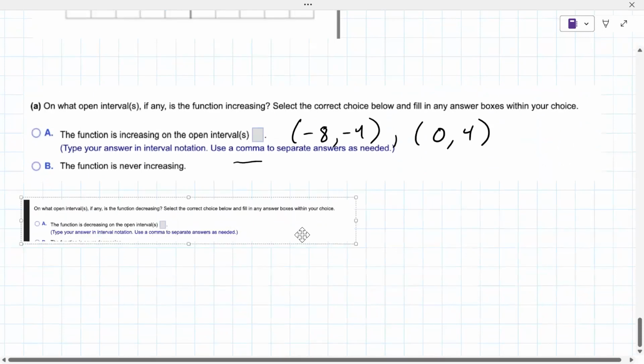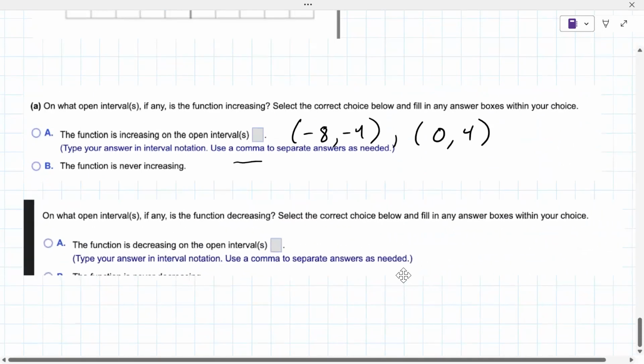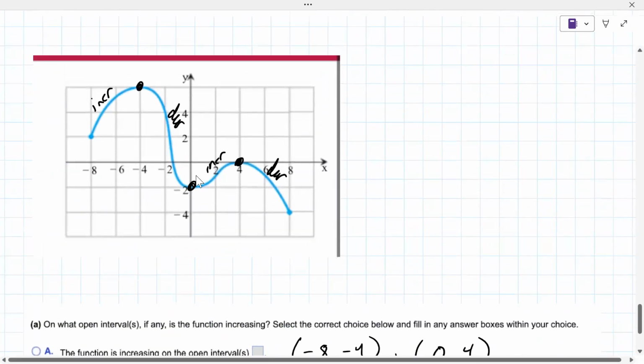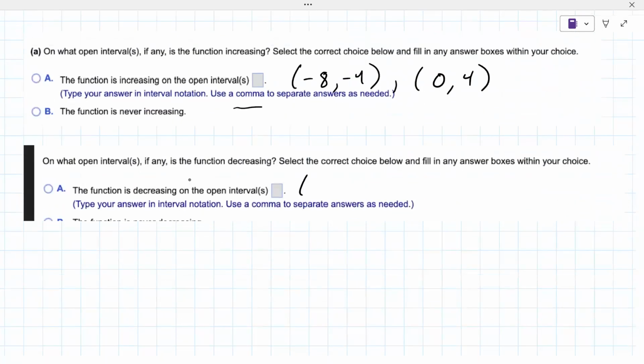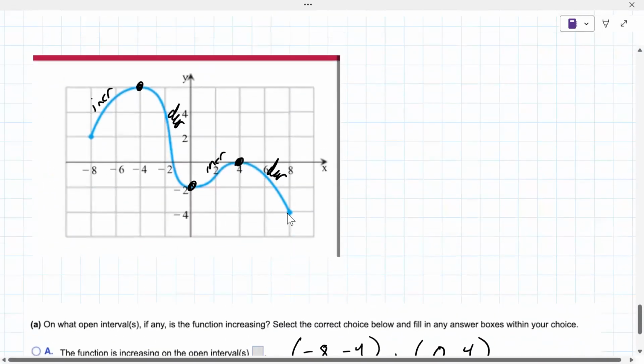The next one here is decreasing. Decreasing is from -4 to 0, comma, 4 to 8.